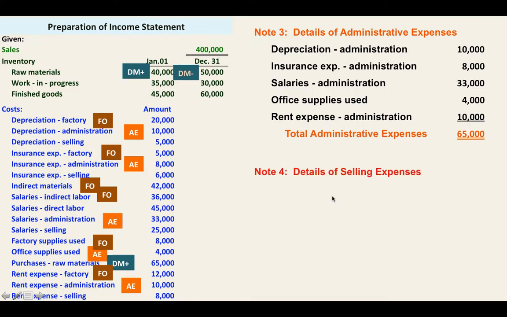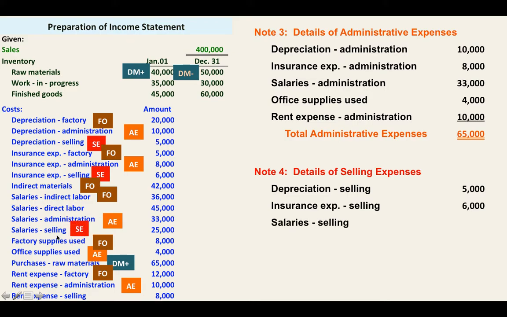Okay, and the next note is details of selling expenses. Same process. We have to identify those that are related to selling. Here we have depreciation selling, so that's selling expense. So we'll write it down. And here, insurance expense selling, so we will write it down. And here, direct labor, no, it's not selling. Here, salary is selling, so we will write it down. Okay, and here the rent expense selling. So the total of our selling expenses is 44,000. So we are done with the notes, okay?